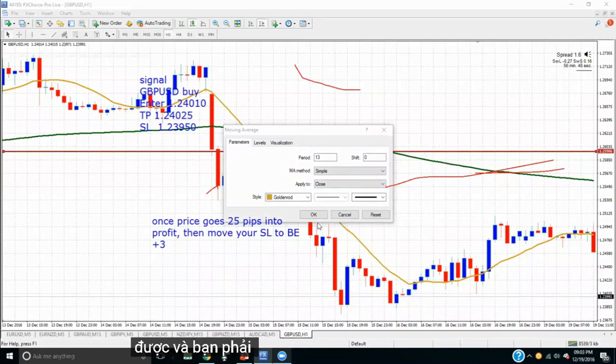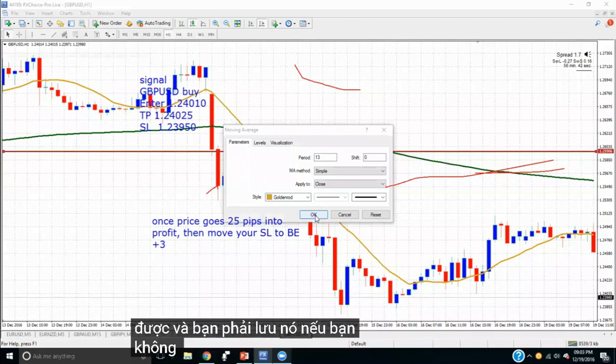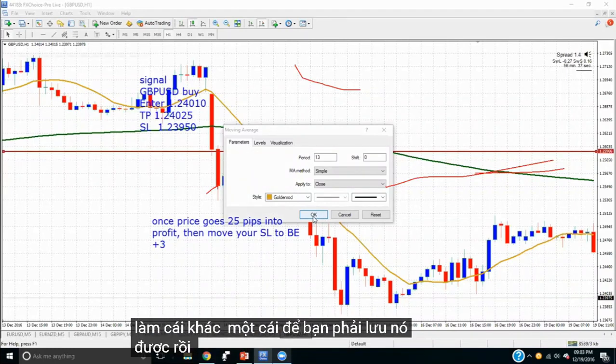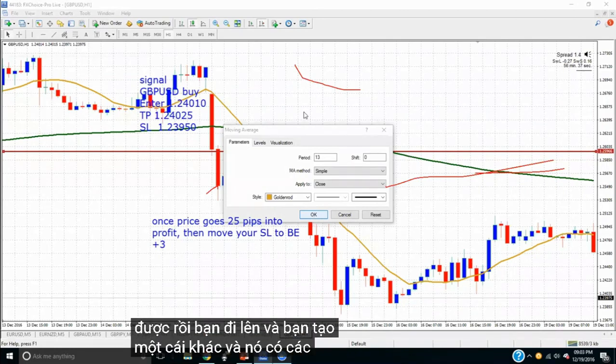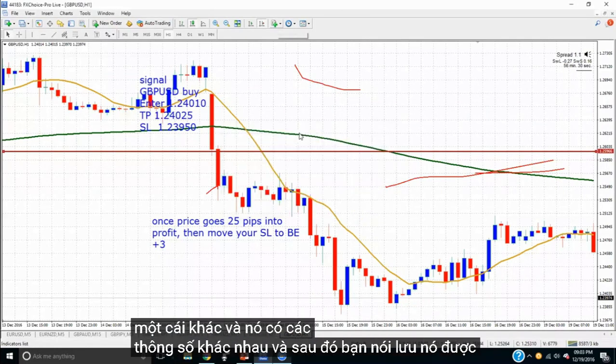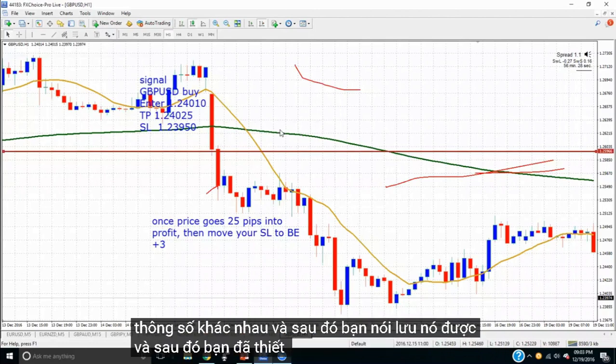Okay, and you have to save it. If you don't save it, it will go away when you make another one. So you have to save it. And then you go up and you create another one, and it's got different parameters, and then you save it. And then you've got both of them set up there.